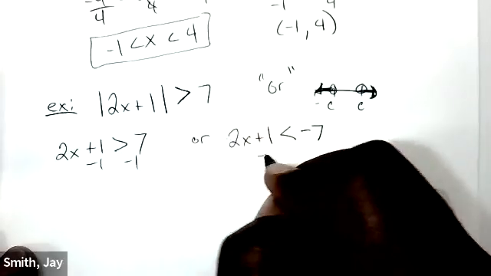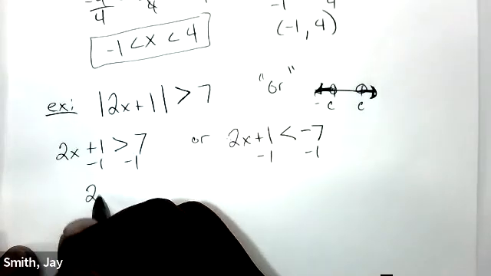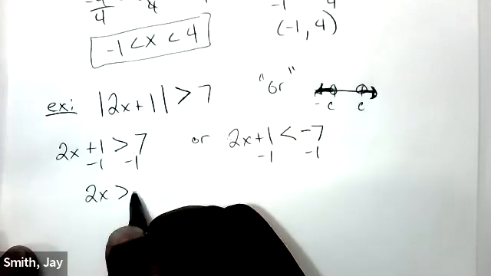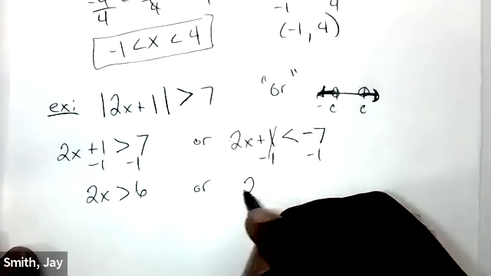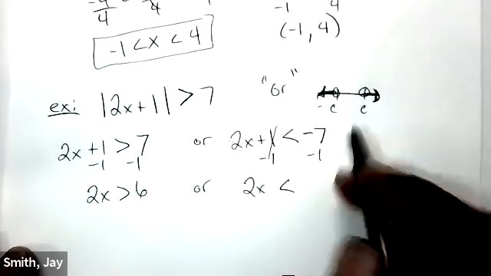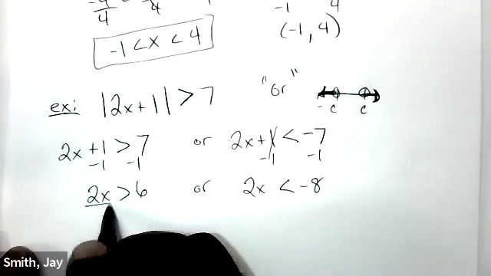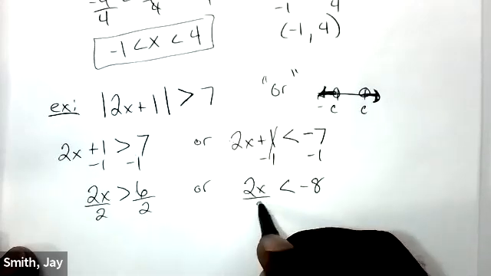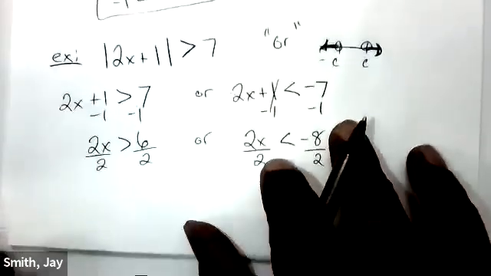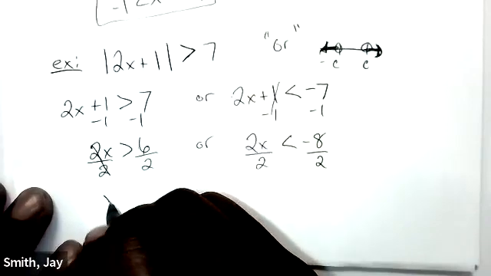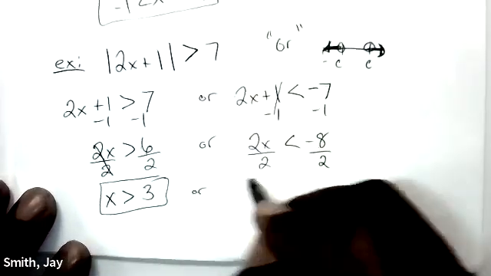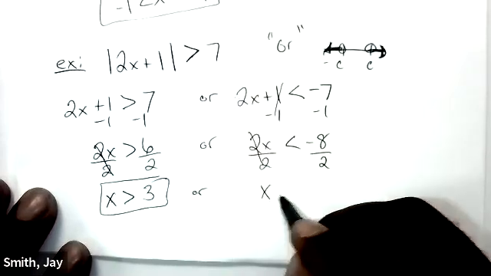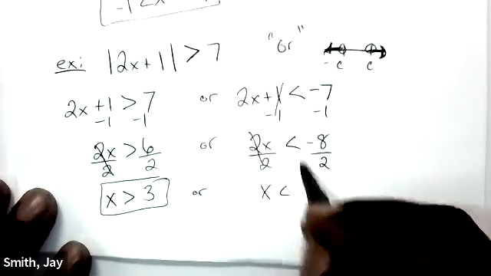Minus 1, minus 1, minus 1. It's going to give me 2x is greater than 7 minus 1 is 6, or 2x is less than -7 minus 1 is -8. Still trying to get the x by itself, so we're just going to divide by 2. It's going to give x is greater than 6 divided by 2 is 3, or x is less than -8 divided by 2, -4.